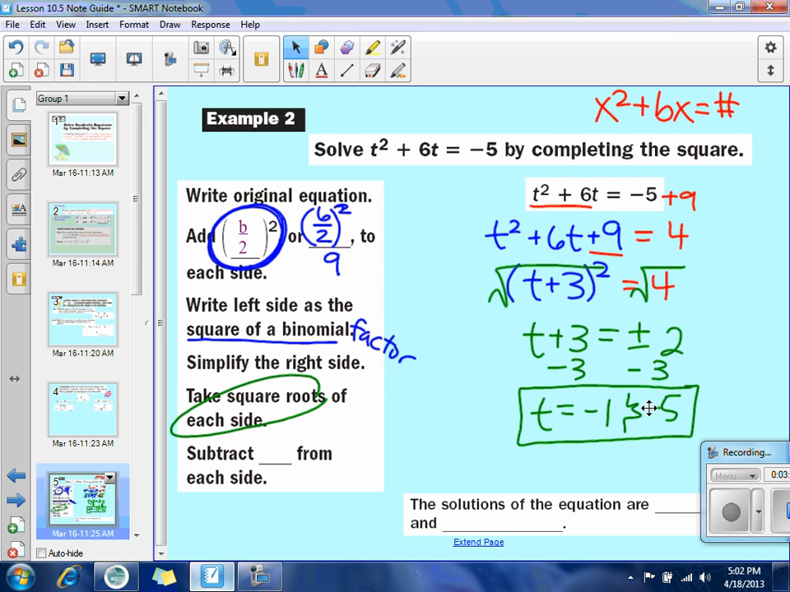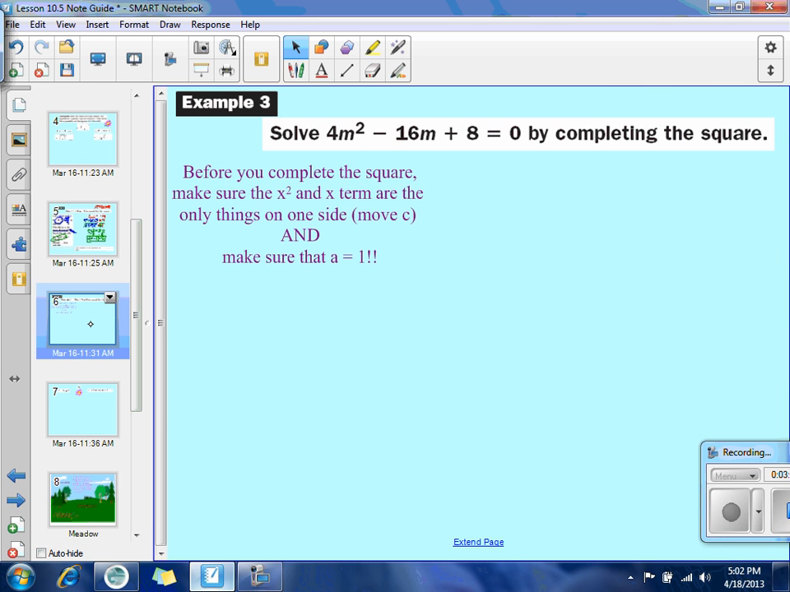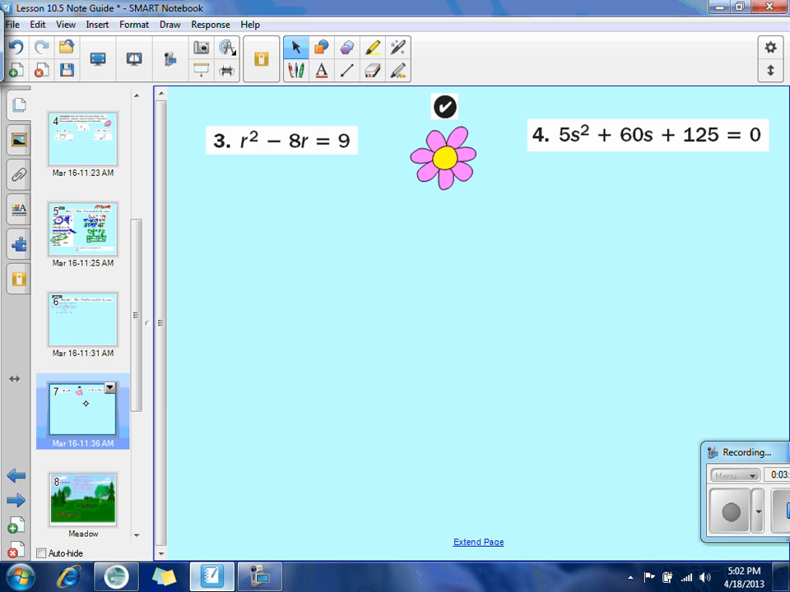So let's walk through that process again. Let's do that one again. Nope, I'm in the wrong spot. Sorry. Okay, let's go to checkpoint number 3.